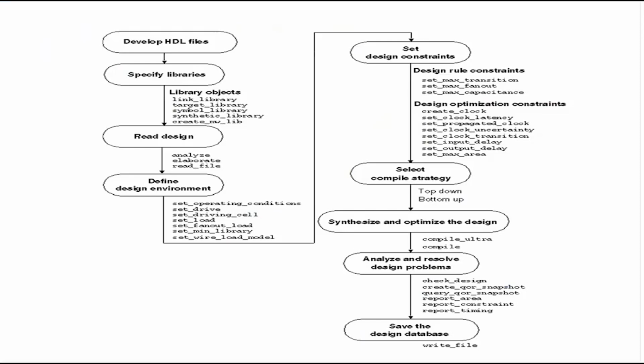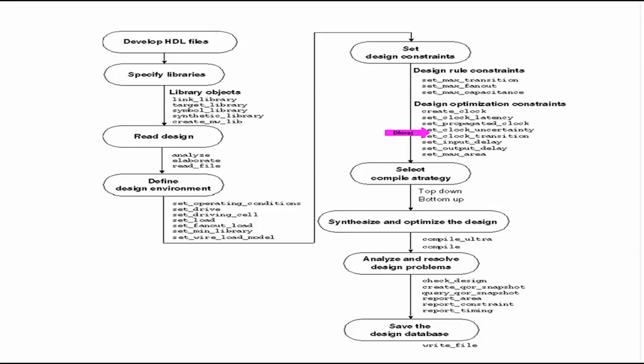We looked at in the last lecture how to set the design constraints. So we were looking at this part. We saw design rule constraints: max transition, max fan out, max capacitance. Then we saw how to constrain the design properly, that is, how to define a clock.